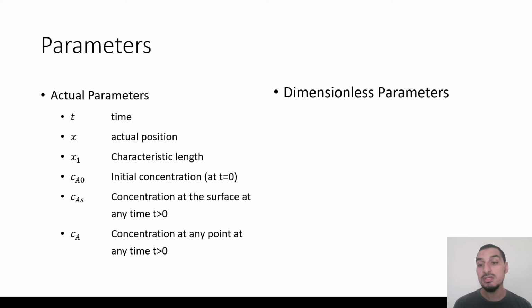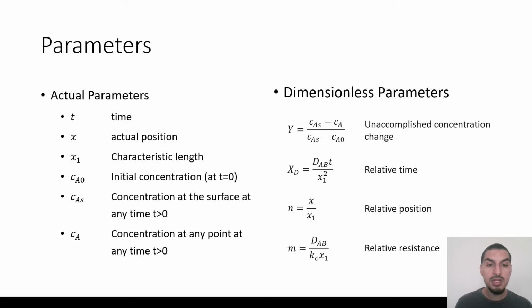And now these are the parameters in the dimensional forms, the actual values. So back to the point that we mentioned, that the chart is a kind of relation. I provide the time, the location, or the position in dimensionless forms and get the concentration in a dimensionless form. So I expect the dimensionless parameters to be three. One for the concentration, one for the time, and one for the position. And this is what we see here.